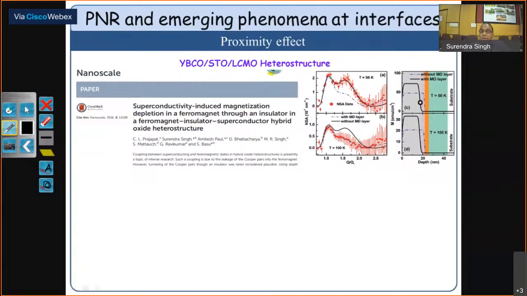If you see at 50K, we found a magnetic dead layer over here. So there is zero magnetization in this interfacial region, which is around 35 angstrom in this case. And then magnetization comes in at 50K. This dashed line is the fit when we assume uniform magnetization for the whole LCMO layer. And the magnetic dead layer model, like this solid line, didn't fit the PNR data. So we found a magnetic dead layer formation at the interface below the superconducting transition.